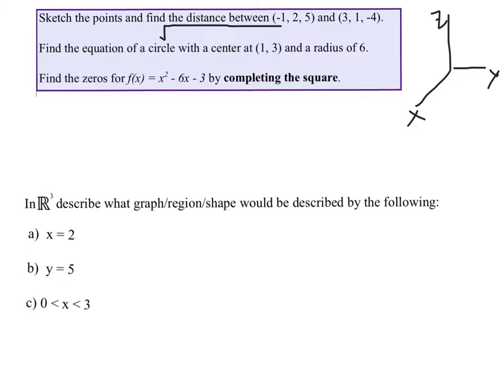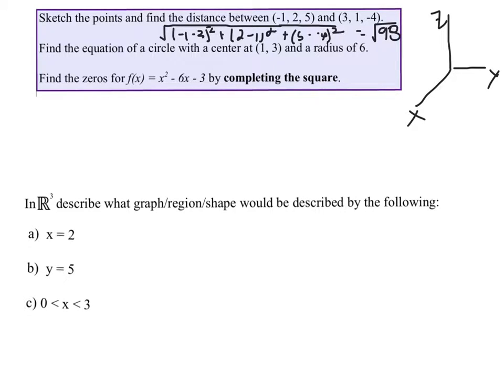do the difference between the x's, so -1 minus 3, so -4 squared, plus the difference between the y's, so 2 minus 1 squared, and the difference between the z's squared. So we end up with 4 squared plus 1 squared plus 9 squared. It is the square root of 98.